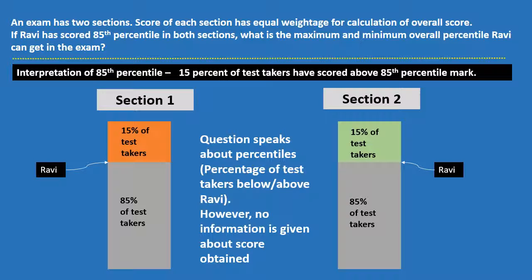Well, the question speaks about percentiles. Percentage of test takers below or above Ravi. However, no information is given about the score obtained.